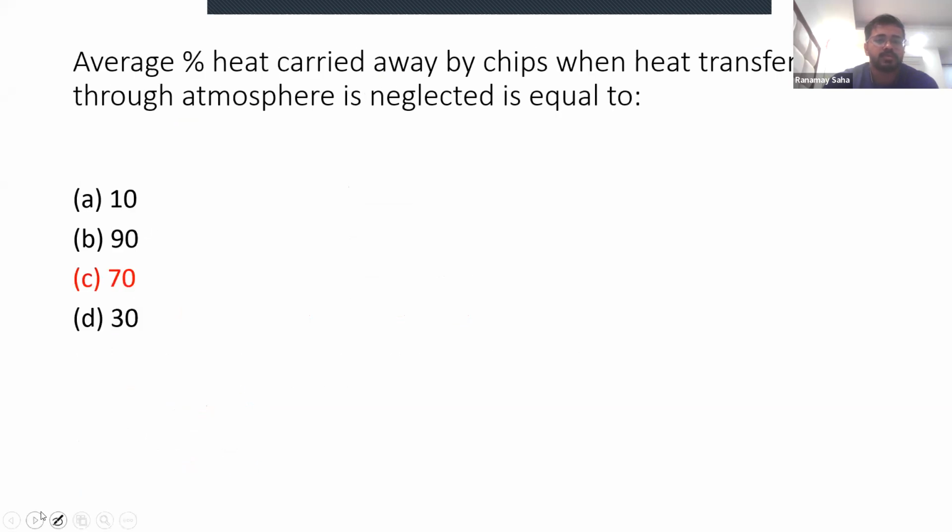So next one is, what is the average heat percentage carried out by chips when heat transfer to the atmosphere is neglected? That was discussed earlier. So that is 70%, of course. And that happens in the primary shear zone, the primary deformation zone.